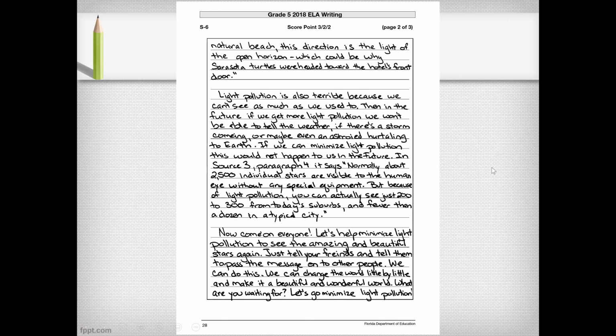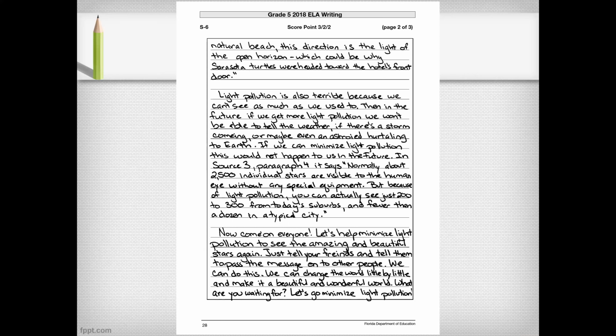Then in the future, if we get more light pollution, we won't be able to tell the weather, if there's a storm coming, or maybe even an asteroid hurtling to Earth. If we can minimize light pollution, this would not happen to us in the future. In source 3, paragraph 4, it says normally about 2,500 individual stars are visible to the human eye without any special equipment. But because of light pollution, you can actually see just 200 to 300 from today's suburbs, and fewer than a dozen in a typical city.